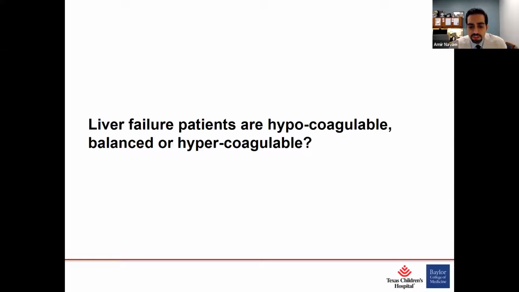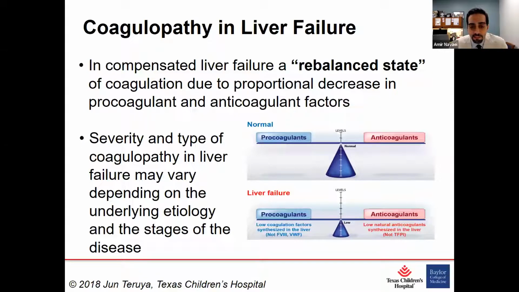One of the major questions in liver failure is usually whether the patients are hypocoagulable, balanced, or hypercoagulable. In the setting of liver failure, due to decreased synthetic function of the liver, both procoagulant and anticoagulant factors decrease in a balanced state, which allows maintaining homeostasis. This is known as a rebalanced state in compensated liver failure. However, the severity and type of the coagulopathy depend on the etiology and stage of the disease process.